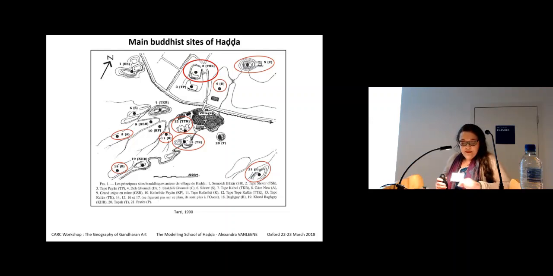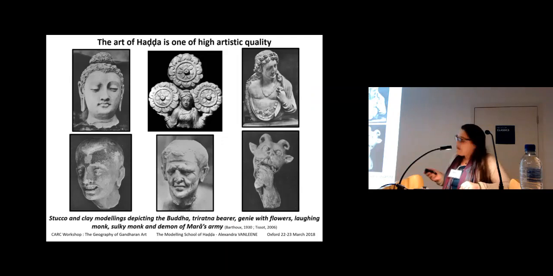The successive archaeological works have established that the earliest remains are dated from the 2nd century CE and that a generalized fire destroyed the sites around the 9th century CE during the Islamic conquest. But we will come back to the problem of dating later. As we will see in this presentation, the art of Haḍḍa is one of high artistic quality. We can see here a Buddha, a Triratna bearer, a genie with flowers, laughing and sulky monks, and a demon from Mara's army.